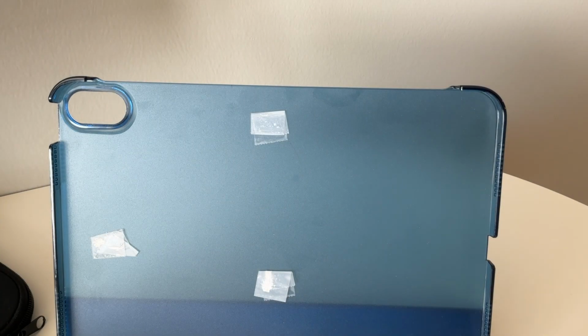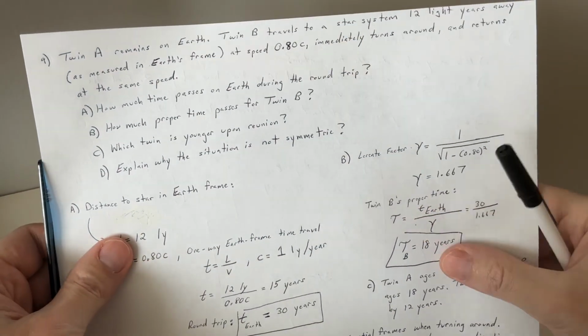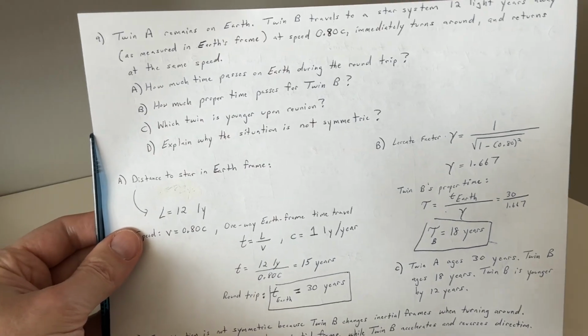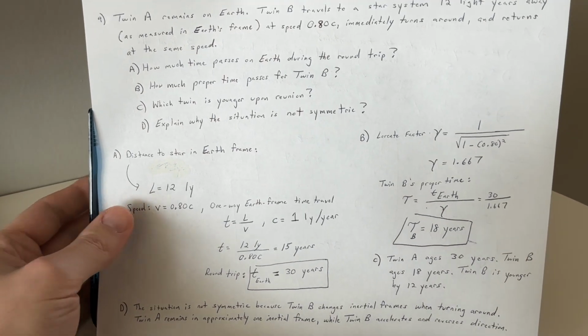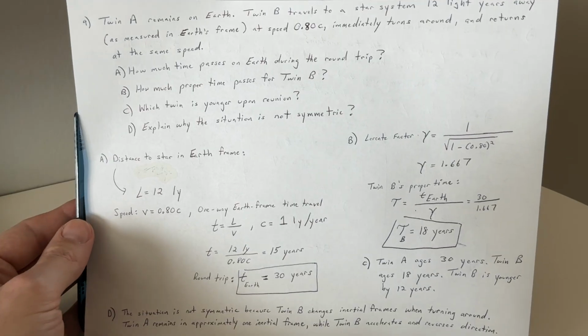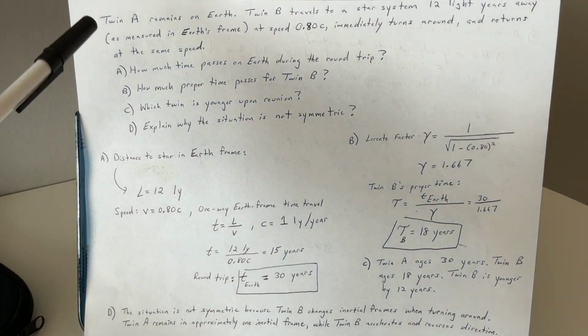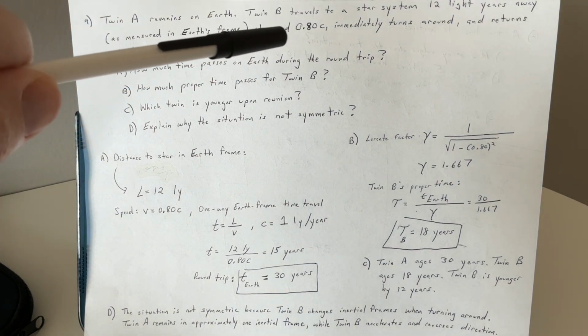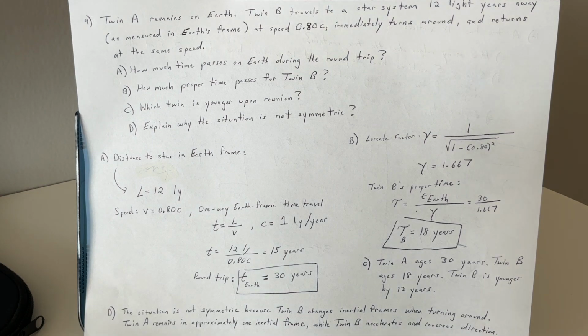And then we move along into number 9, and this is the last one for our Introduction to Special Relativity practice final exam. Twin A remains on Earth. Twin B travels to a star system 12 light years away as measured in Earth's frame at speed 4/5 the speed of light, 4/5 c. Immediately turns around and returns at the same speed.